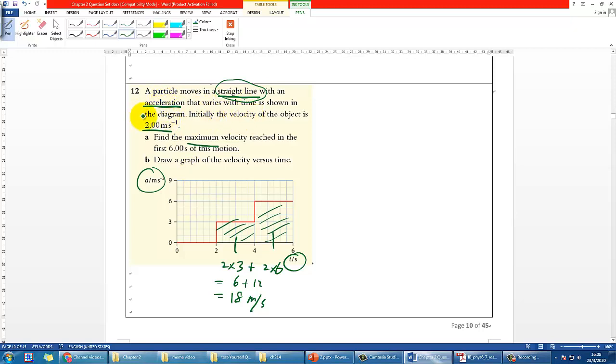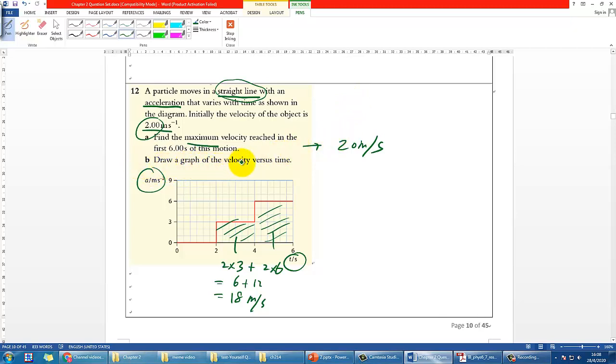Together with the original 2, then for part A, allow me to write it formally. That will simply be 20 meters per second. You should get the idea, you just add them up together.